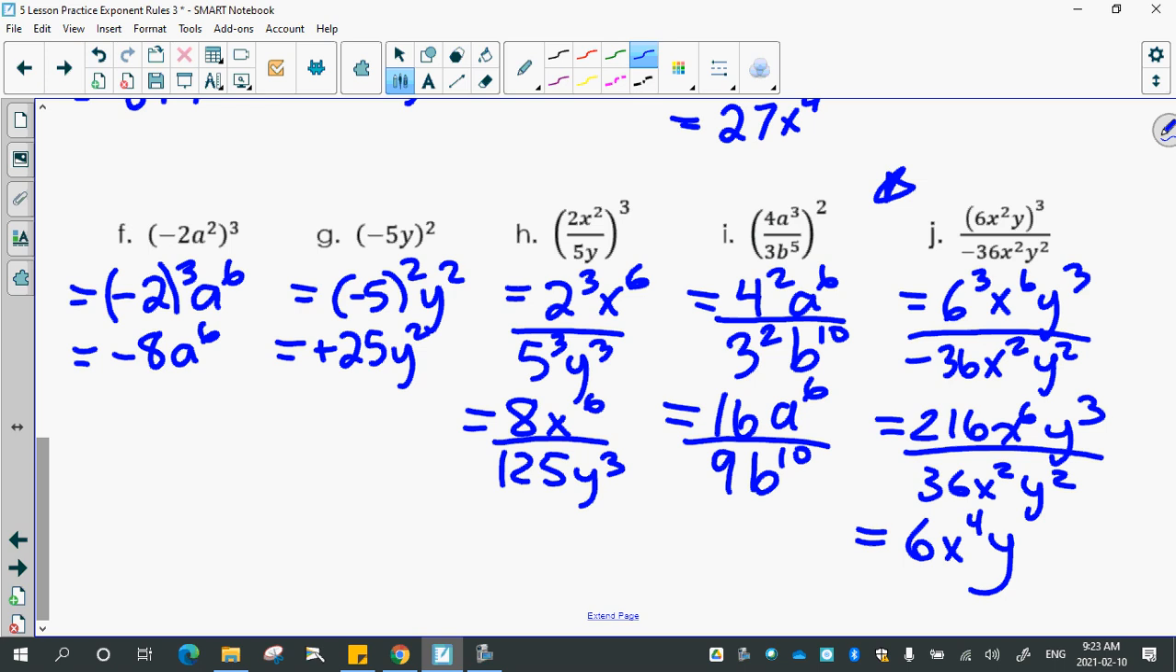Any questions on any of his steps there? Yep. Oh, you're right. How many people got negative 6x to the 4th y? Look at way more people. That is awesome. That is a hard question, right, Mr. Diego? Like, that's hard. Okay. Way to go. And you beat the teacher. Way to go. What you always want to do is beat the teacher.